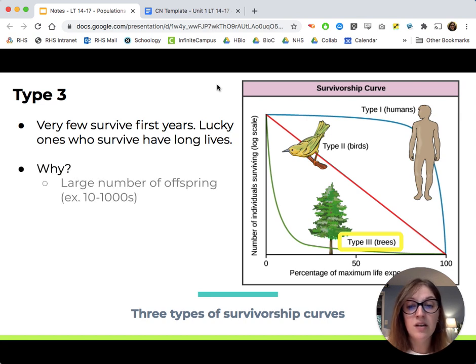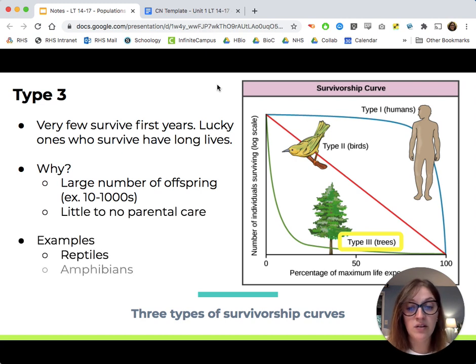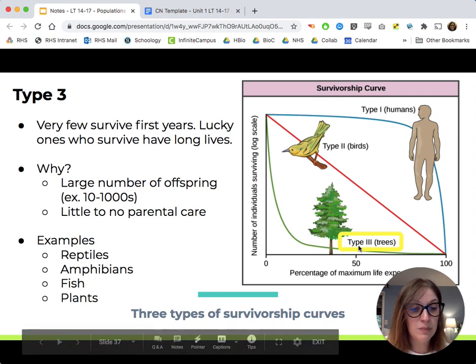Why is this? There are lots of babies born. Instead of focusing on quality of care, these types of species focus on quantity of babies, and there's little to no parental care provided. Examples: reptiles, amphibians, fish. Make sure you've illustrated these 3 and labeled them. I recommend using different colors. Oh, plants too. Like in this picture, it shows trees.